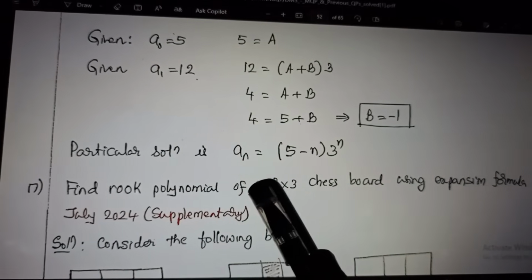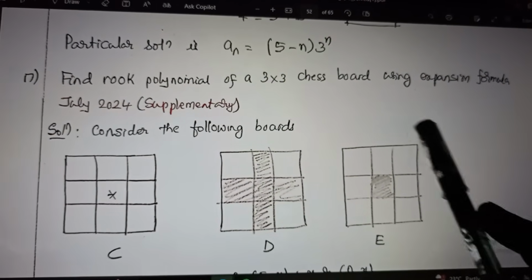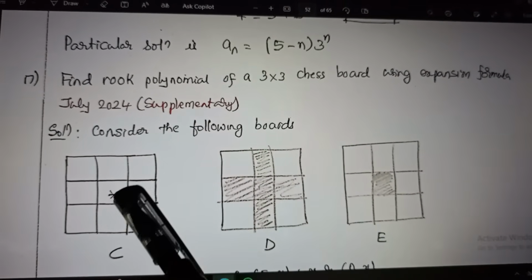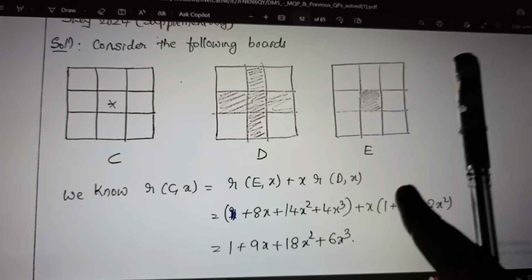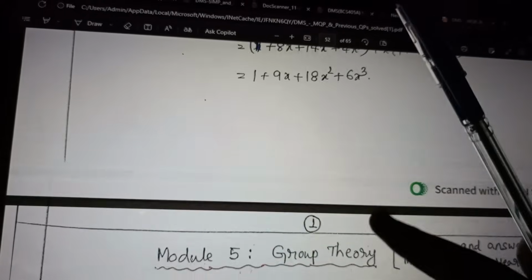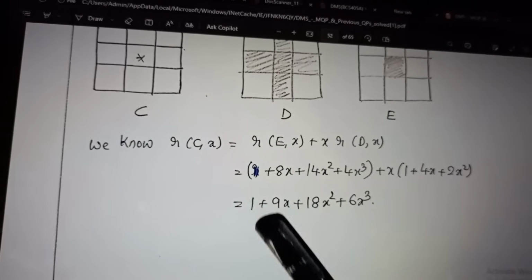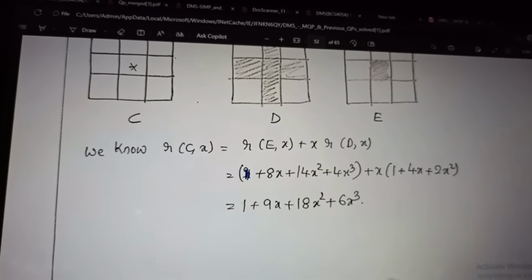Again, see, this is important, the 3x3 chessboard, which is most important. Just find all the possible values. You can consider any one to be the non-filling block. Everything is the same, so that ends. Mainly we have to concentrate on finding the rook polynomial, that is a sure question.